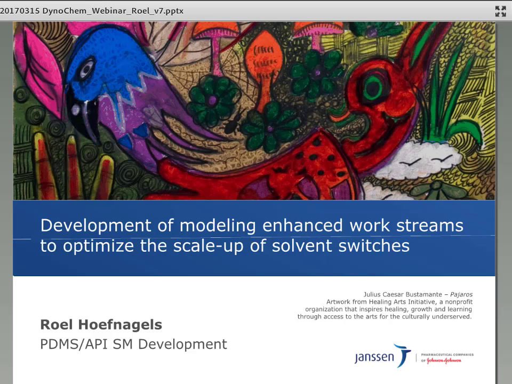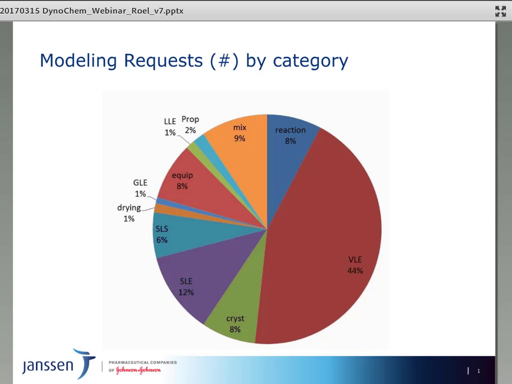And as you can see, I have a lengthy title, but no worries, I will explain it in the coming slides. So as an introduction, I want to show you this snapshot of our modeling metrics, and most of the modeling requests that are taken up are ad hoc requests, of which the largest category is related to vapor-liquid equilibrium.